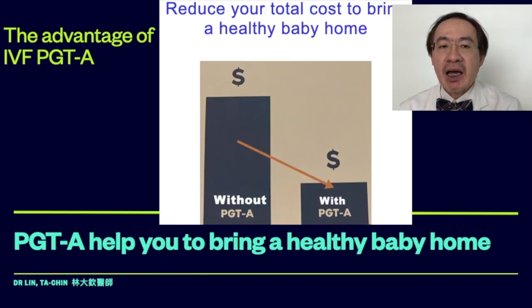For those having a high risk of unsuccessful IVF, such as advanced age, repeated IVF failure, or repeated abortion, which we call habitual abortion, PGT-A IVF can reduce your total cost to bring a healthy baby home.